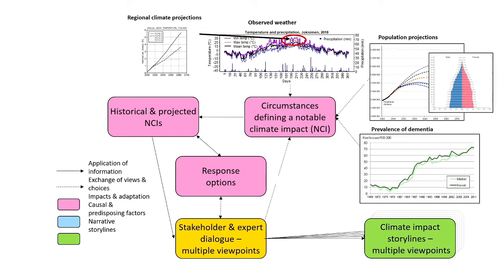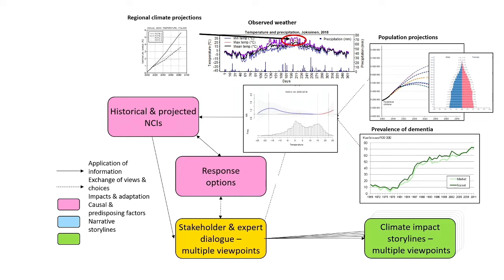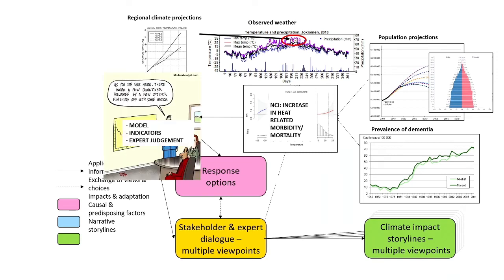And there might be estimations of the trends in the different diseases, how they might be developing. And these together would all inform the analysis of the increase in heat-related morbidity and mortality. Then models or indicators or expert judgment could be applied to look at how this might develop in the future, also look at how often it has happened in the future, how it has looked like in the past.